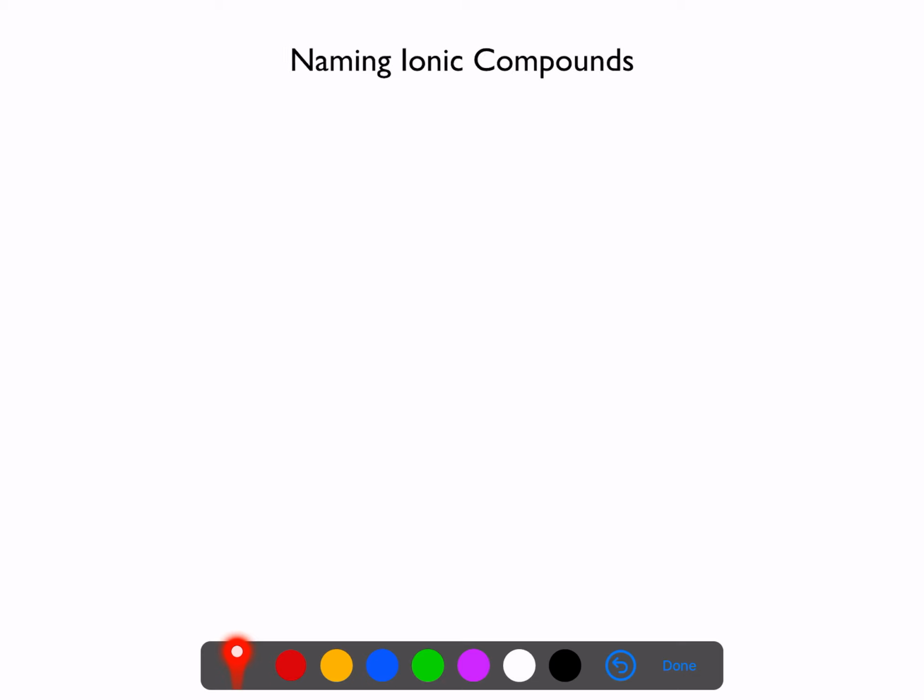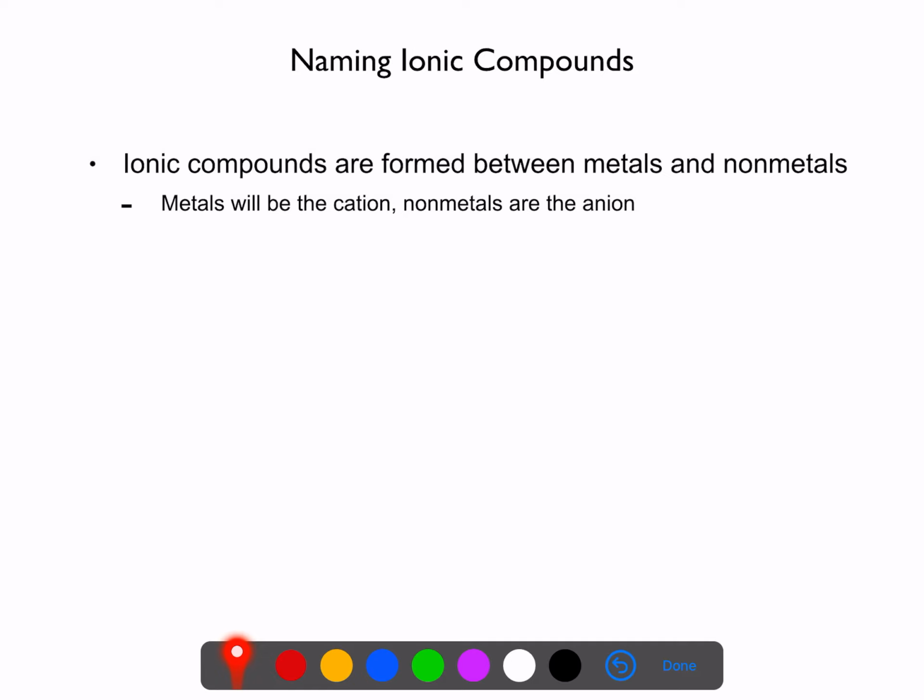So when we name our ionic compounds, we can follow a short simple set of steps. We're going to start off and say ionic compounds are formed between metals and nonmetals. The metal will be a cation, and the nonmetal will be an anion. So these are ionic compounds, held together by a force of attraction between a cation and an anion.